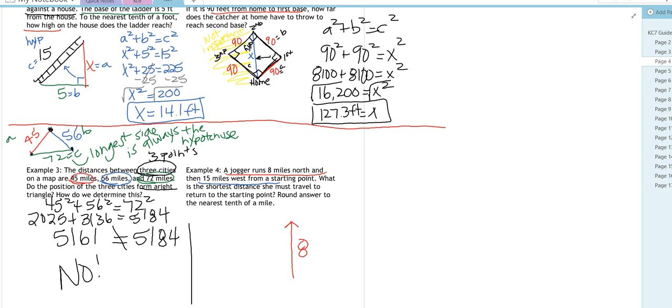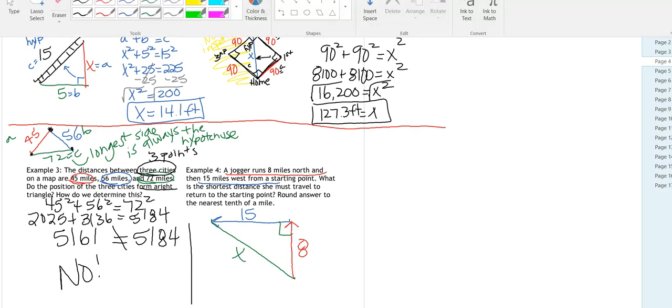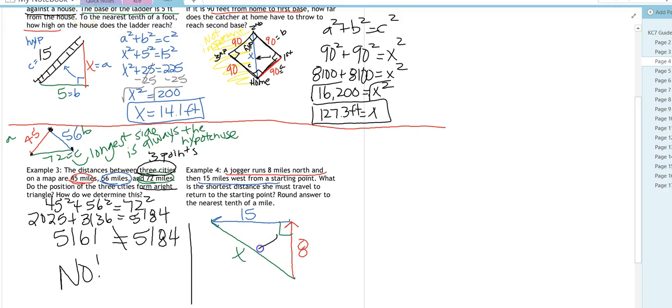So 15 miles west is going to be going this direction, to the left. And now it's asking us, what is the shortest distance you can travel? So shortest distance is always a straight line. So that would be from here back to her starting point. And this is what we're trying to find, right? This is my 90-degree angle. Therefore, across from that is my hypotenuse, which is my C.